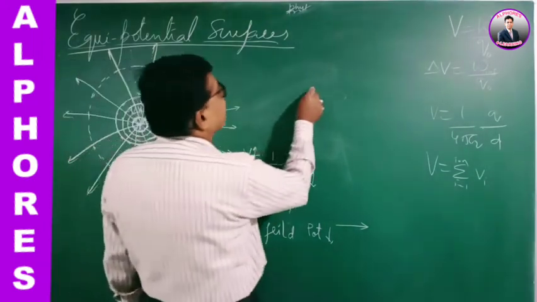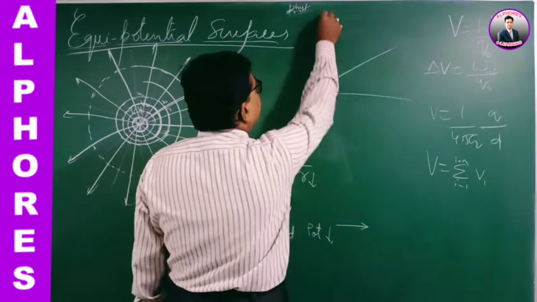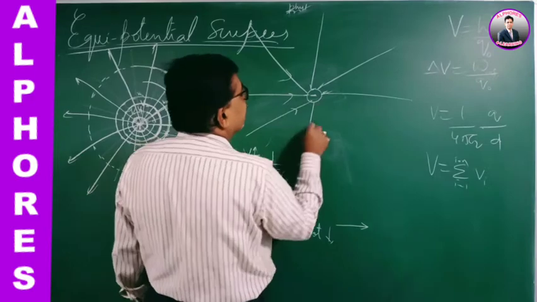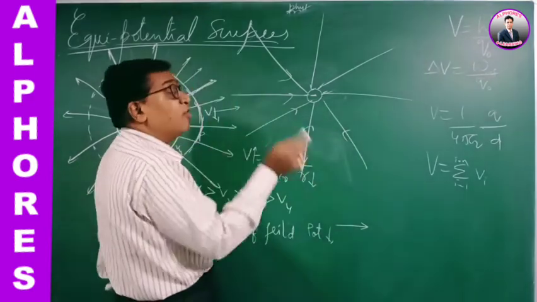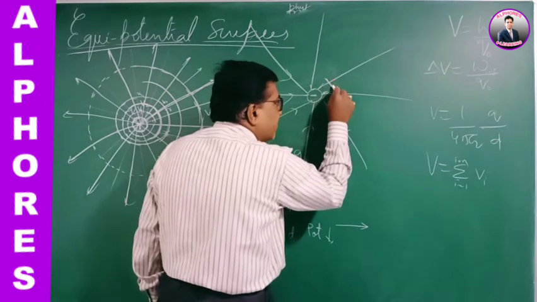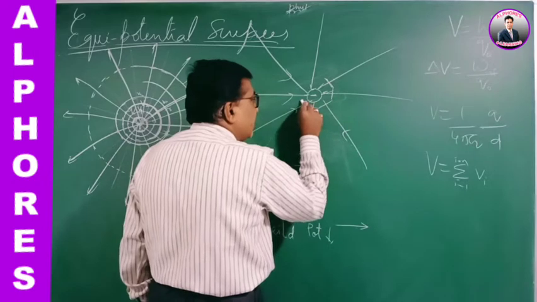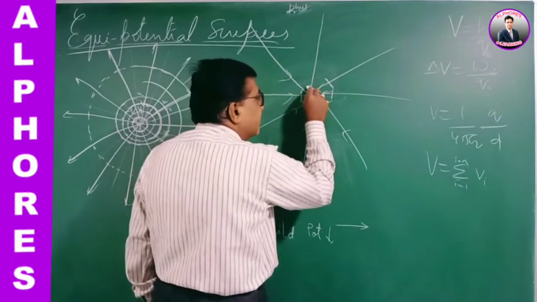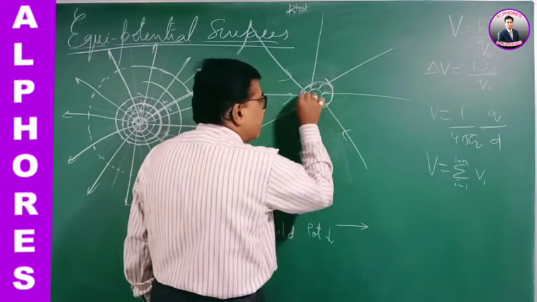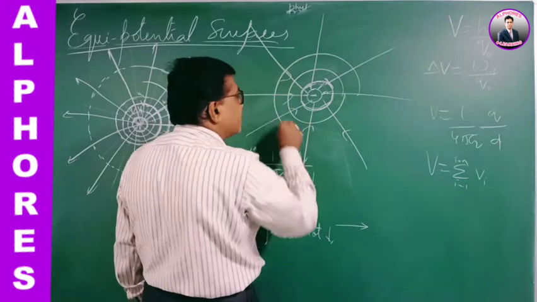Suppose similarly I consider a negative charge. You know the lines of force start from infinity and come to the point. Now, how are the equipotential surfaces? An equipotential surface is always perpendicular to the line of force. They are normal to the line of force like this. So if I complete them, I get a sphere like this. Even for this, they are concentric spheres.